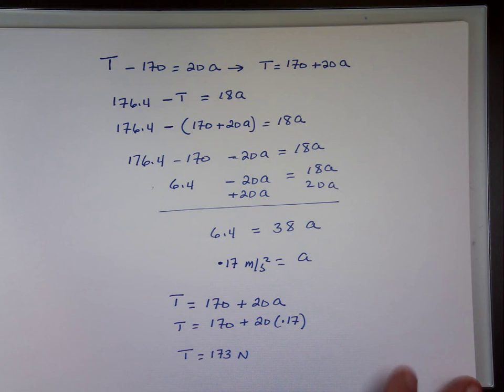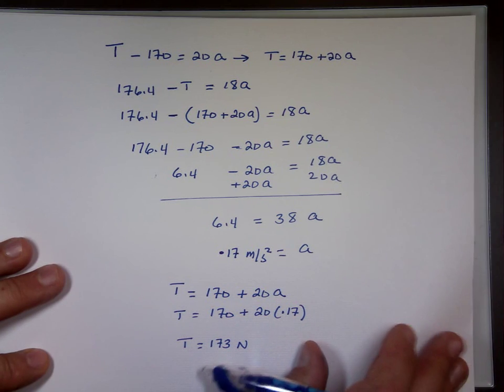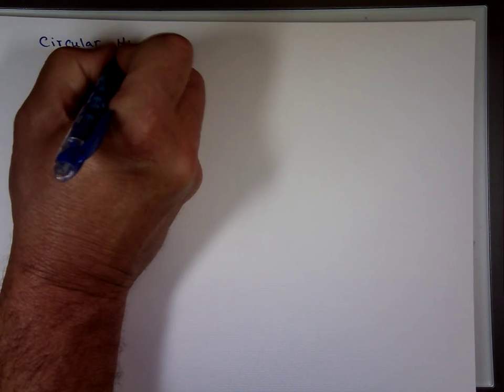That's the tension in the string. There's only one topic left in this chapter, and I'll put it with the same video: circular motion, when things are going in a circle. So I'll just add it to this video. I'll label this as connected objects and circular motion.